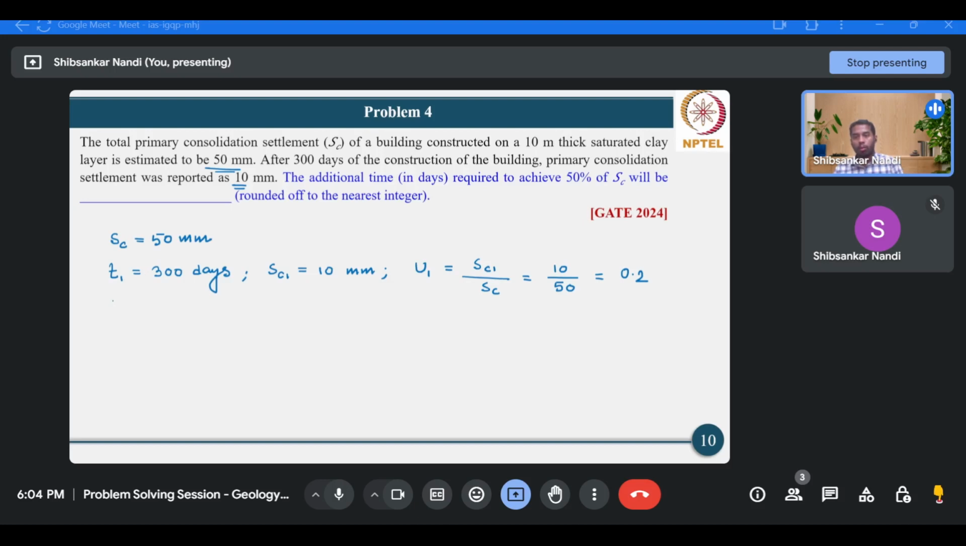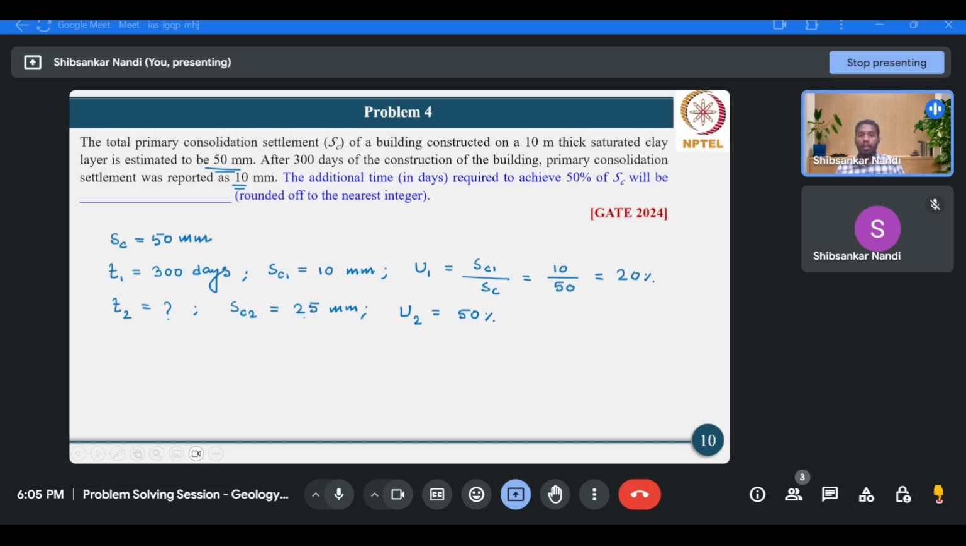But we need to know the time for which this SC2 will be 25 mm. Why 25 mm? Because the degree of consolidation is mentioned as 50%. So U2 is mentioned as 50%. So SC2 is 50 into 50 by 100, so that means 25.